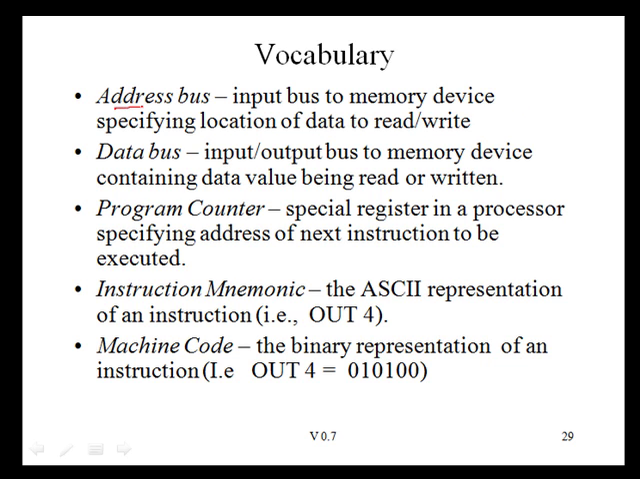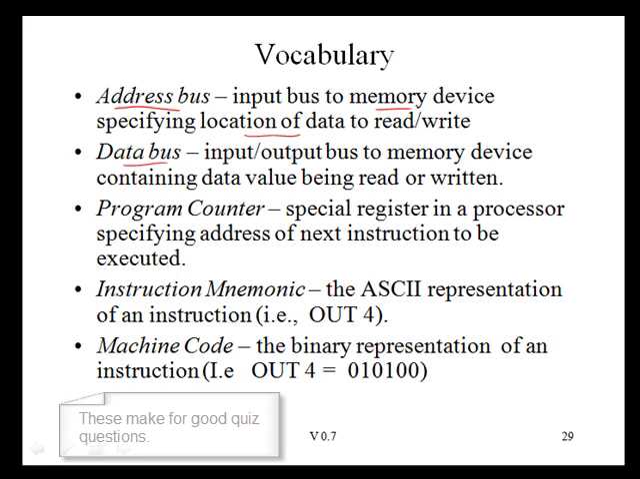An address bus is the input bus in our memory device that specifies the location of data that we want to either read or write from that memory device. A data bus, in reference to a memory device, is the input-output bus to that memory device. The program counter in the computer is a special register that specifies the address of the next instruction to be executed.